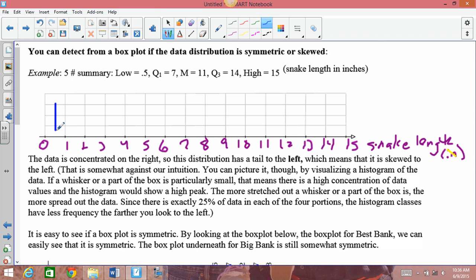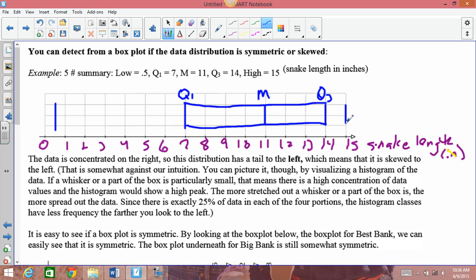Q1, I usually like to do that first. Q1 is 7, so that I can do my box. Q1 is 7. The median is 11, and Q3 is 14. Go ahead and make your box there, and label that Q1, median, Q3, and then the highest data point is out here at 15. I'd already done the lowest data point out here at 0.5.